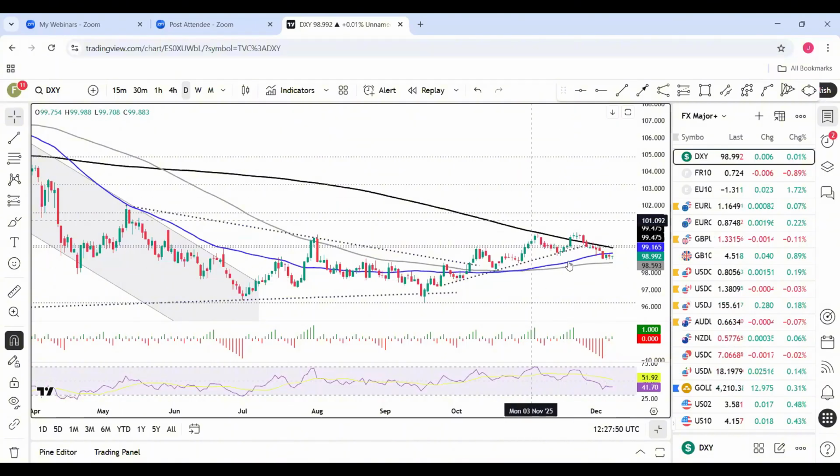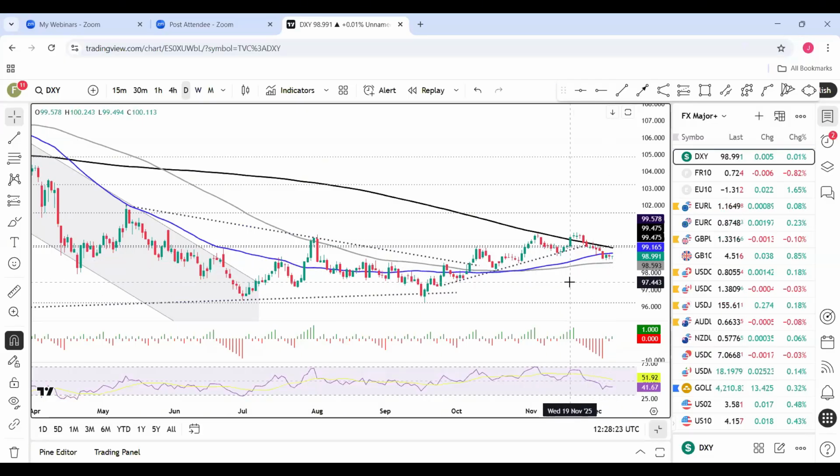For the DXY, this is the chart you can see on here. We're below the black line, which is the 200-day moving average. That is at 99.47. We've got some long-term levels in here around 99.57 as well to reinforce that resistance zone. We're just trading now below the blue line, the 50-day moving average. That's at 99.16. Again, looks like potential bearish consolidation before a move lower.